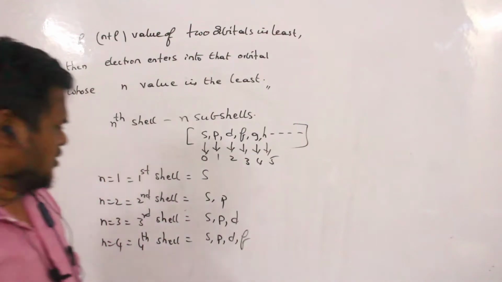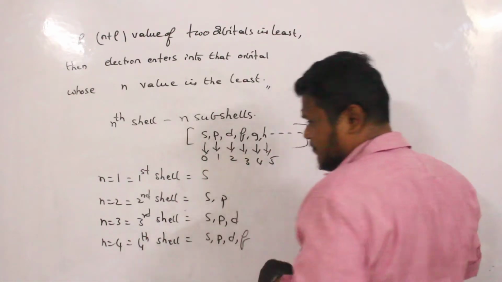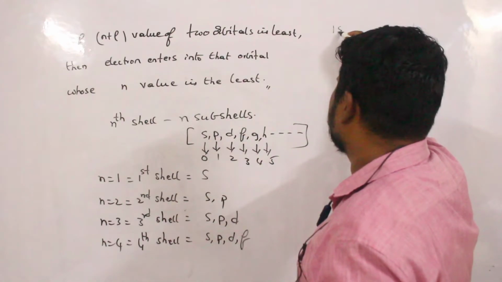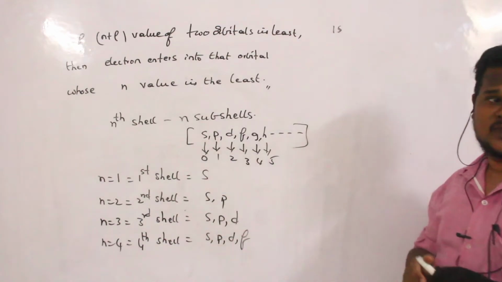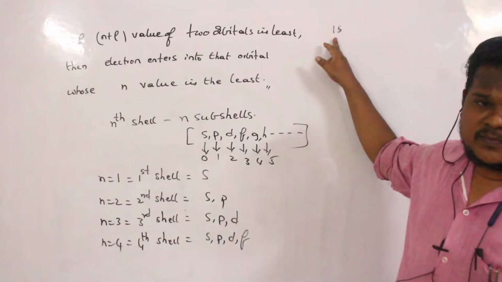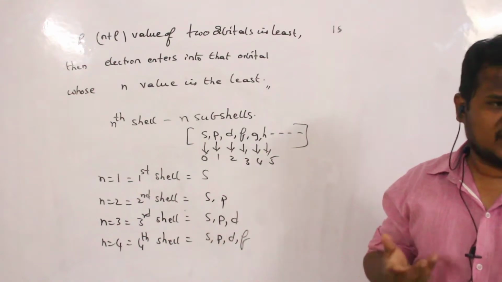Now, what is the name of the subshell which is present in the first shell? We represent this one by 1s. Are you able to understand? 1s means what? 1 represents the shell. S represents the subshell.